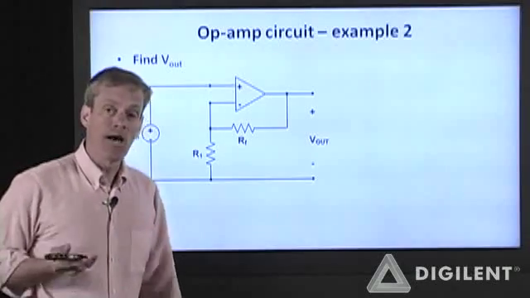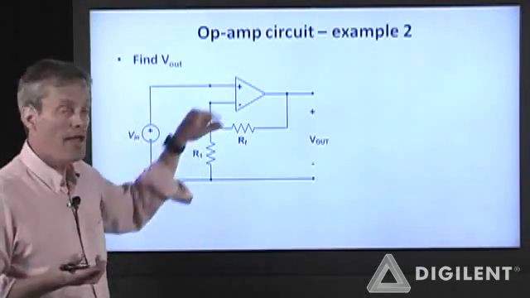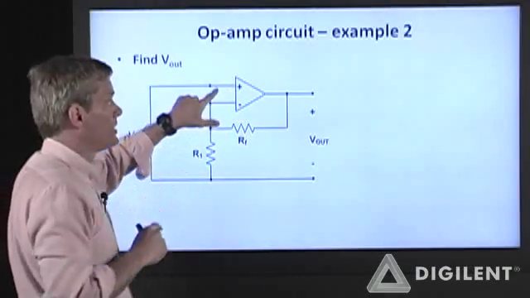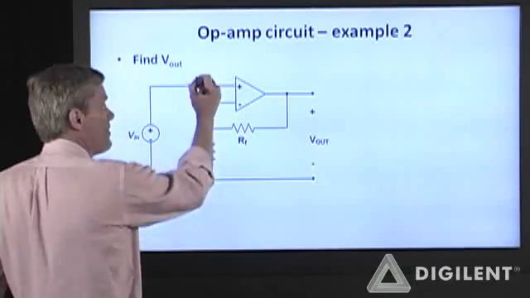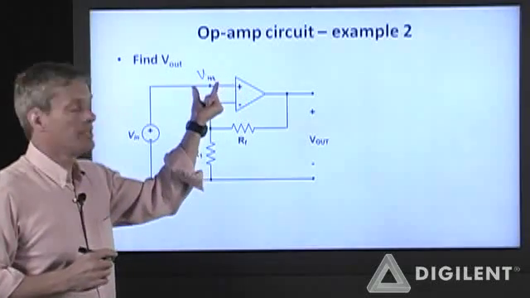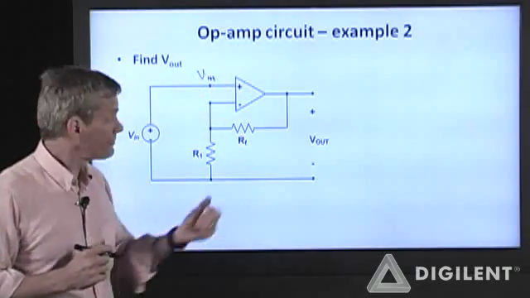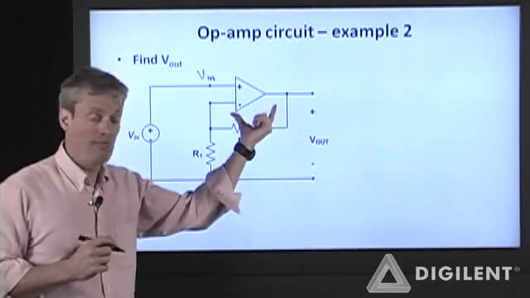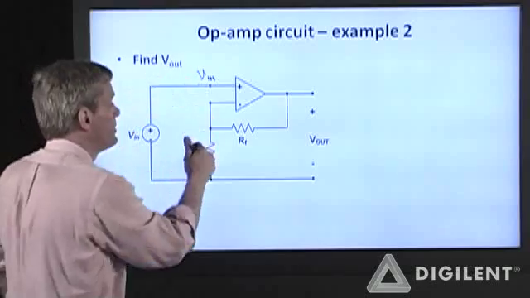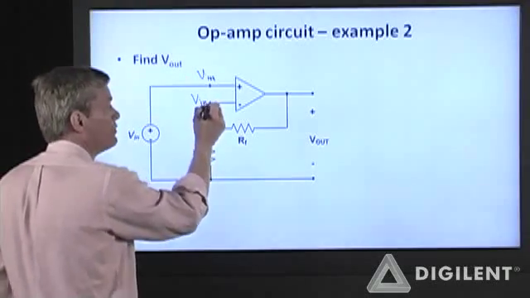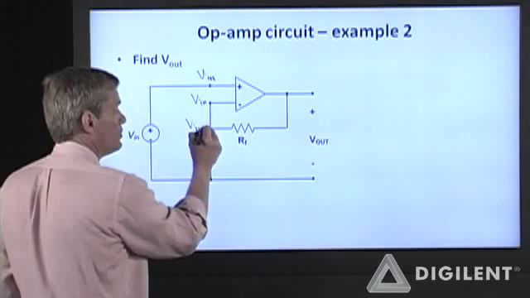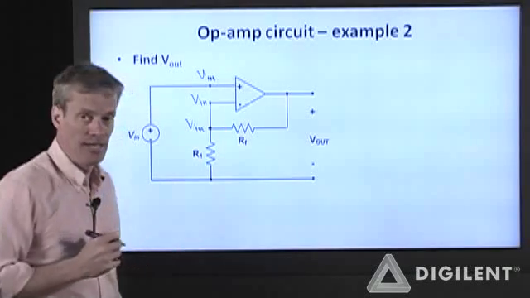The first thing I want to do is apply my op-amp rules. This voltage source is insisting that the voltage at the non-inverting terminal is going to be set to be Vn. The op-amp itself is insisting that there is no voltage difference between these two terminals. Therefore, I must have voltage Vn at this terminal. Therefore, this voltage here is Vn.